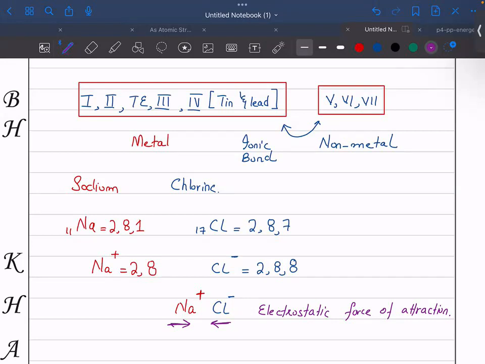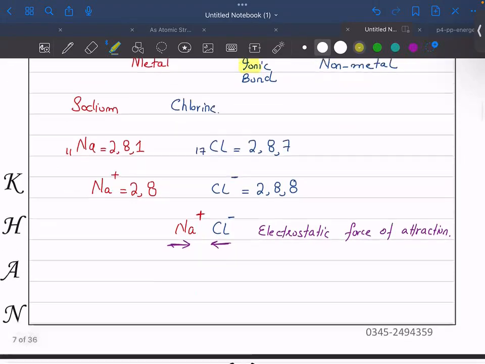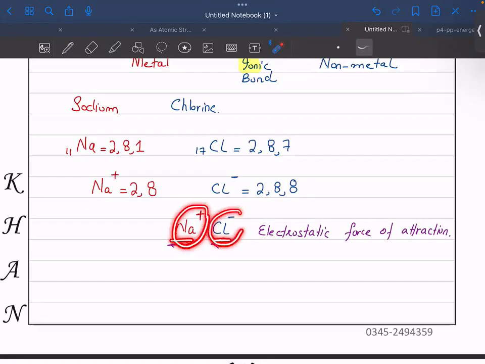The word ionic bonding has ion in it. It means we have to form ions first. Oppositely charged ions are required for ionic bonding. So when sodium atom loses electron, it forms a positively charged ion, and when chlorine atom gains that electron, it forms a negatively charged ion. Sodium ion is a positively charged ion, chloride ion is a negatively charged ion.